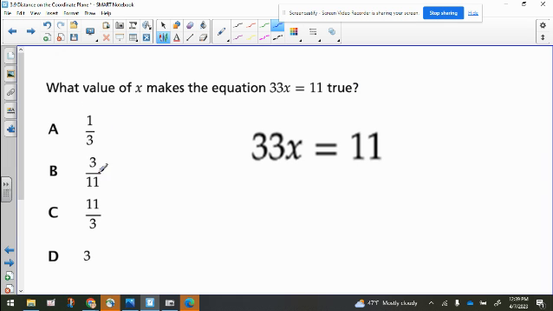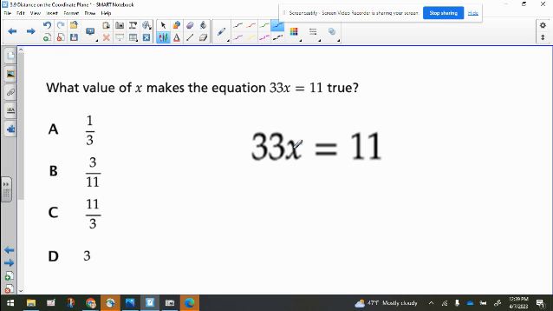What value of x makes the equation 33x equals 11 true? So we have two options. One option, we can take each answer choice and substitute it in for the value of x and see which one makes it true. That would work, although I think it's a little more time consuming. The other option is to go ahead and use what we know about solving equations and their inverse operations.